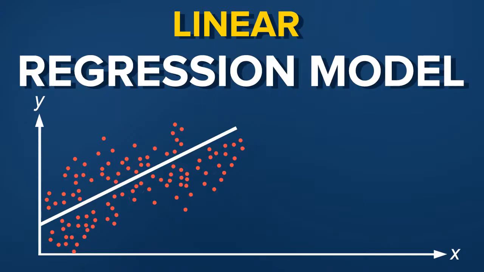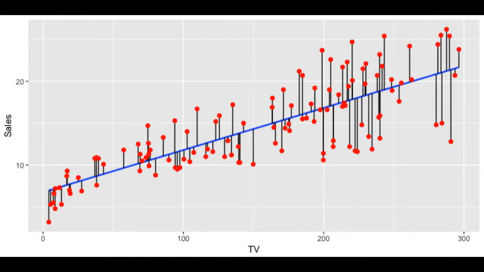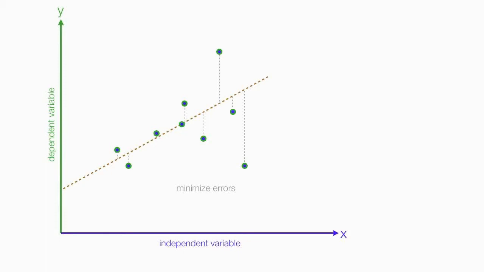So what is linear regression? Linear regression is a machine learning algorithm based on supervised learning. It performs a regression task. It is mostly used for finding out the relation between variables.